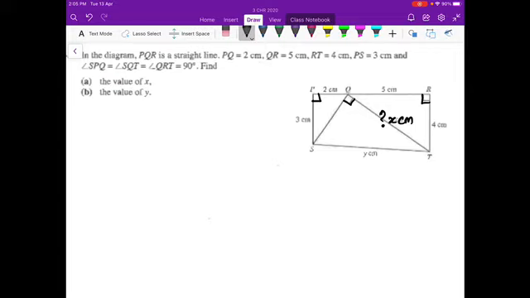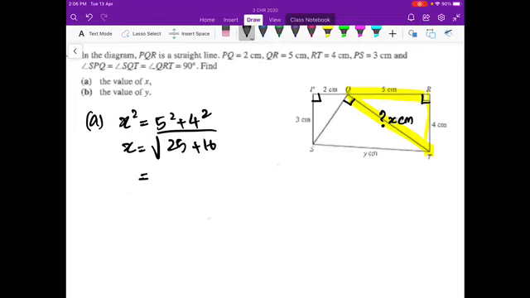Okay, the first one. Value of x. Which right angle triangle should we be considering? Correct, QRT. So x squared equals 5 squared plus 4 squared. Pythagoras theorem again. Yes.